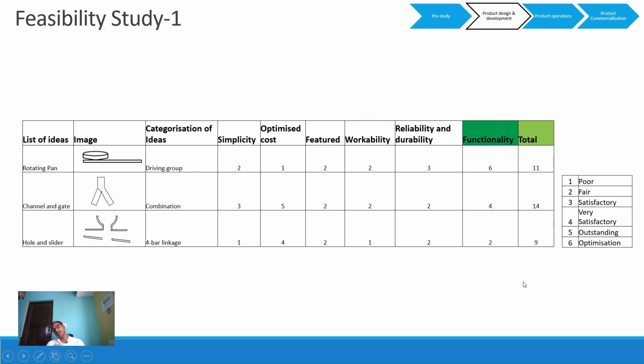So this is the way we do the feasibility study of all the ideas and filter these ideas to a lesser number of ideas which can be generated as concepts. The ideas that get selected here to generate the concepts are the channel gate and the rotating pan.